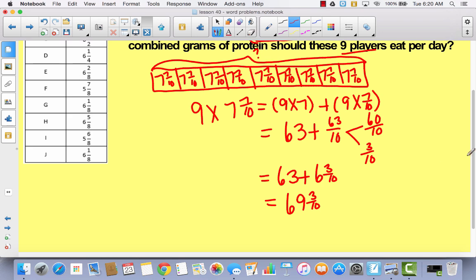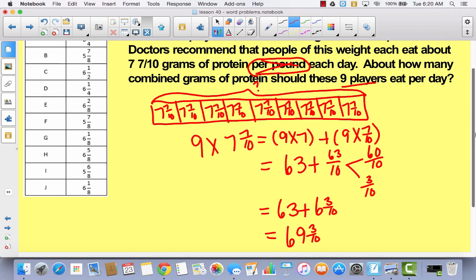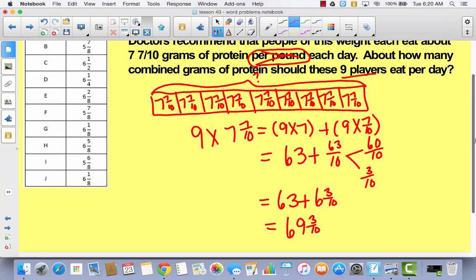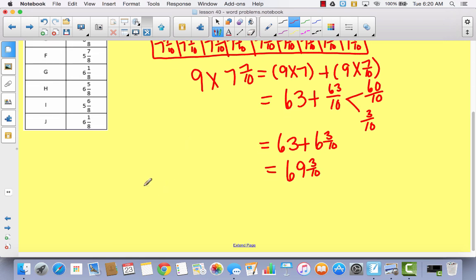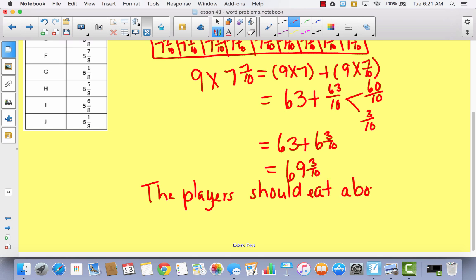So what's the question again? About how many combined grams of protein should these 9 players eat per day? So the players should eat about 69 3/10 grams of protein.